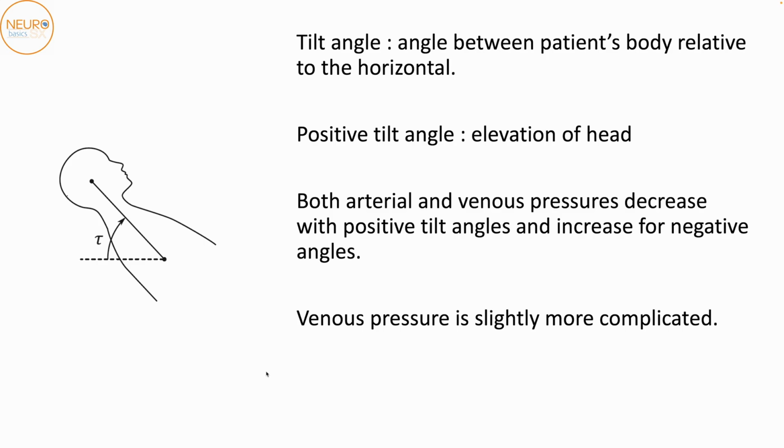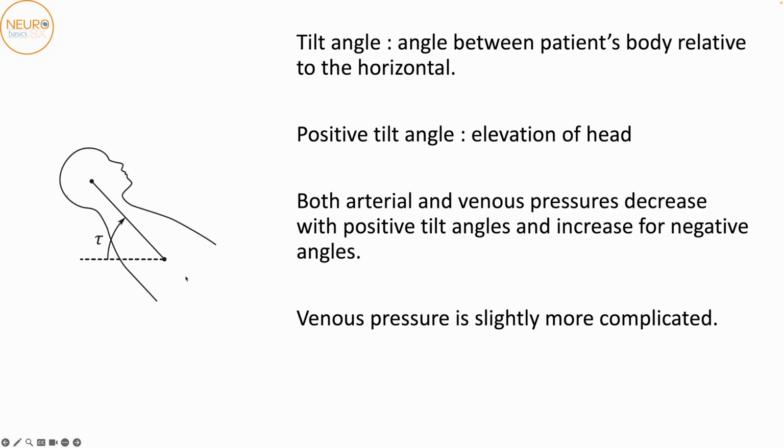Now, when the patient is in the neutral position, we know that the physiology is optimal. Any change from that, physiology is going to change. Tilt angle is basically the angle between the patient's body and the horizontal. Positive tilt angle is achieved by elevating the head end of the bed, and whenever we do that, both the arterial pressures and the venous pressures in the head will decrease. Positive tilt angle is when the head is going up, and with that, arterial and venous pressures will decrease.